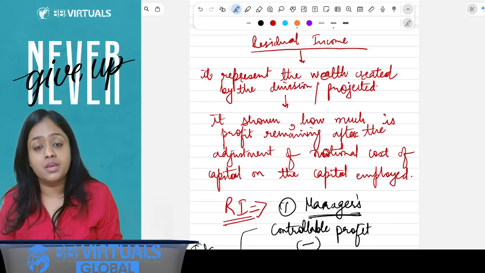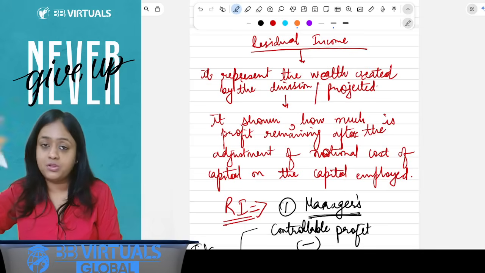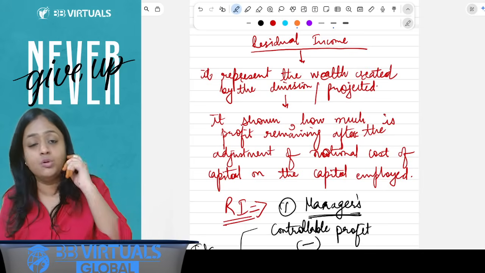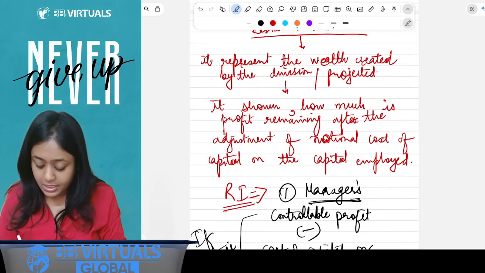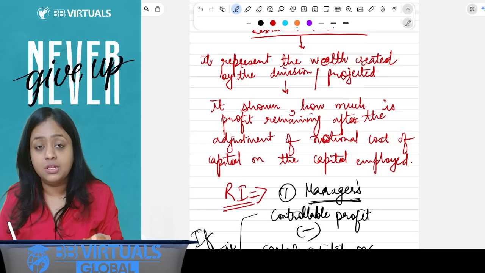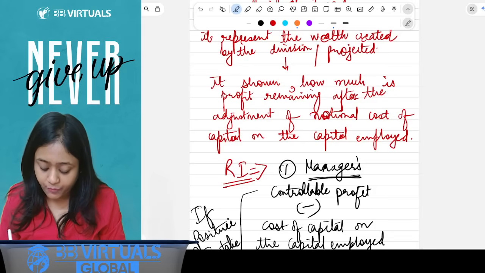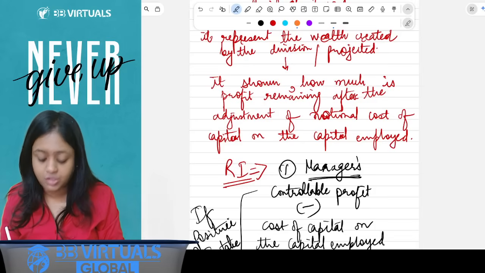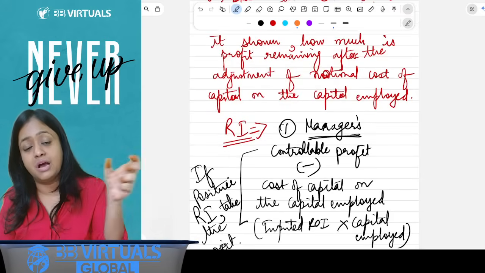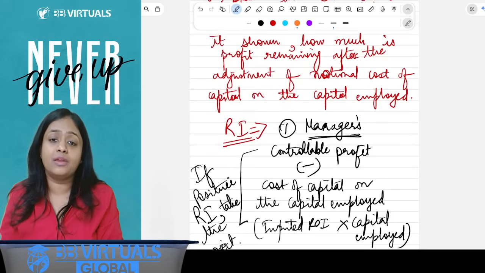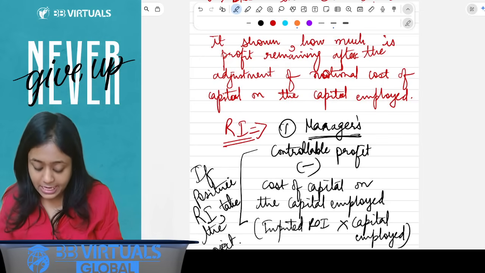The RI method is very convenient. It says if you have a positive residual income, go for that project. If you don't have positive residual income, don't go for that project. The amount is not necessary; you only have to see positive or negative. So what is RI? It represents the wealth created by the division, and the projected wealth for the division. It shows how much profit remains after adjusting for the notional cost of capital on the capital employed. For the notional cost of capital, we take a market driven cost of capital, apply it on capital employed, and reduce it from the operating profit of the entity.